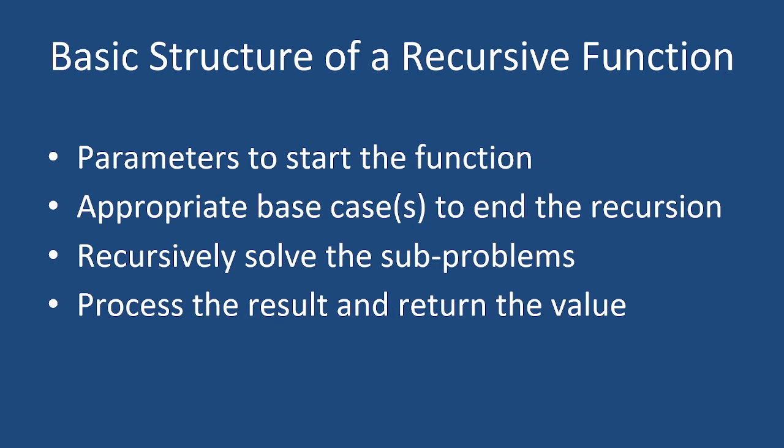So what is the basic structure of a recursive function? Parameters to start the function. That is a basic structure of a function actually. An appropriate base case to end the recursion, which we have already told. And recursively solve the subproblems, which we have also seen. And process the result and return the value. All makes sense. But something is missing. What is it?